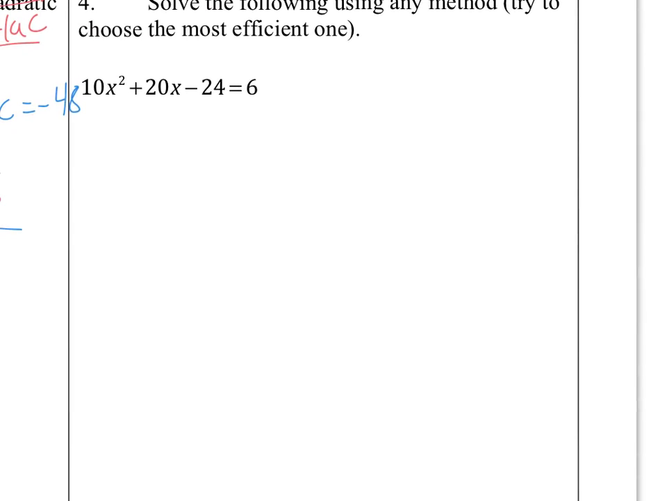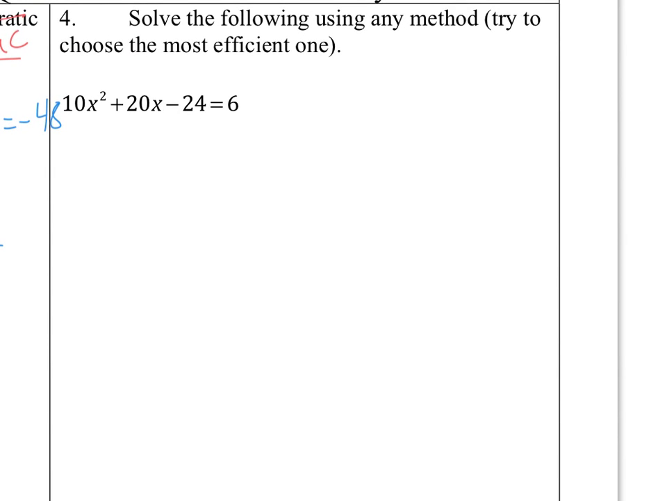Number 4, we're on to solving using any method we want and try to use the most efficient one. When I solve a quadratic, the first thing I always try is factoring. And I try factoring because if it works, it's quick, and it's pretty easy for me to do. First thing to do is I might subtract 6 from both sides to get this equal to 0. So we get 10x squared plus 20x minus 30 is equal to 0.